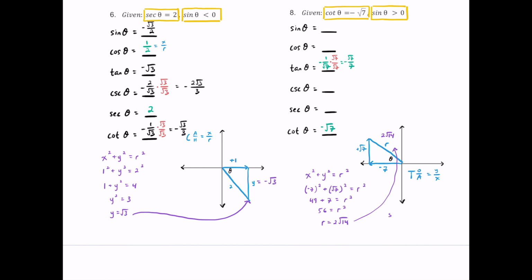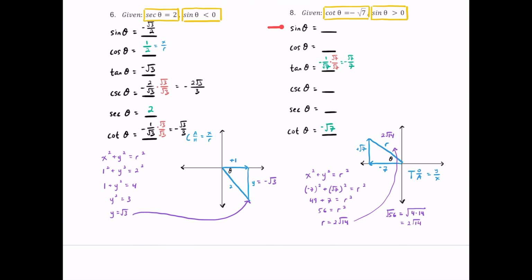And if you're wondering how I split up that radical of root 56, you can use a factor tree if you want to, but 56 breaks into 4 times 14, and 4 is a perfect square, so that's how the 2 came out, making this 2 root 14. Feel free to use your factor trees to help you. And let's use this information now to find the other ratios.